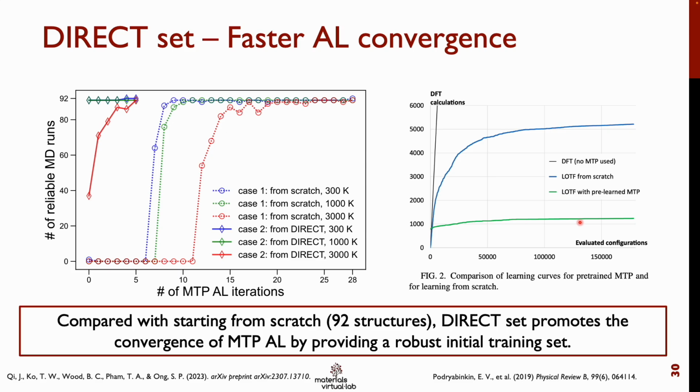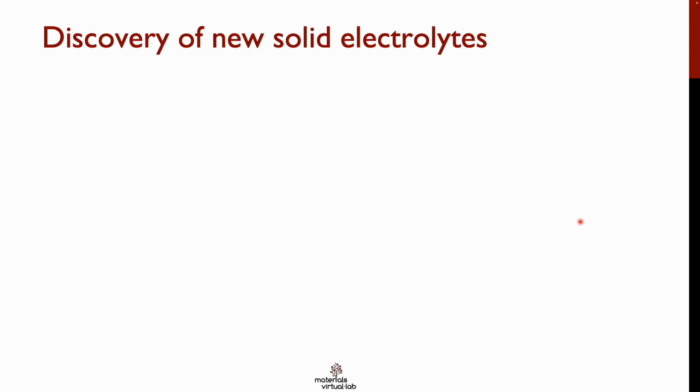So the message here is that direct sampling coupled with any structure sample generation procedure like the M3GNet molecular dynamics will be able to get a very good, robust initial training set for the MLIP training for our solid-state battery or any interest systems.